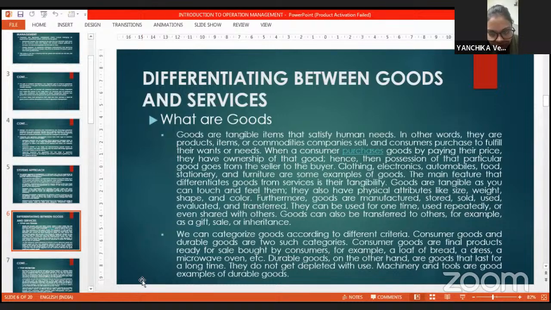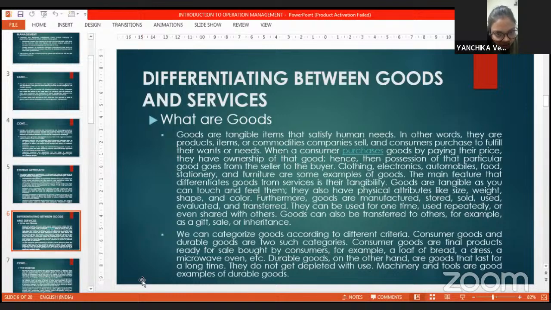The main feature that differentiates goods from services is tangibility. Goods are tangible as you can touch and feel them. They also have physical attributes like size, weight, shape, and color. Furthermore, goods are manufactured, stored, sold, used, evaluated, and transferred. They can be used one time, used repeatedly, or even shared with others. Goods can also be transferred to others, for example, as a gift, sale, or inheritance.